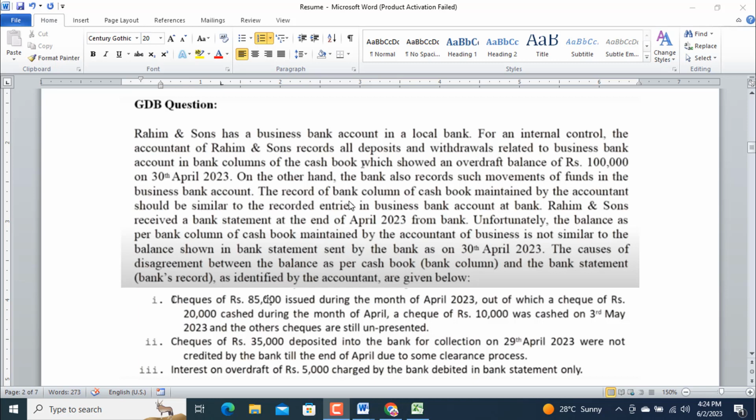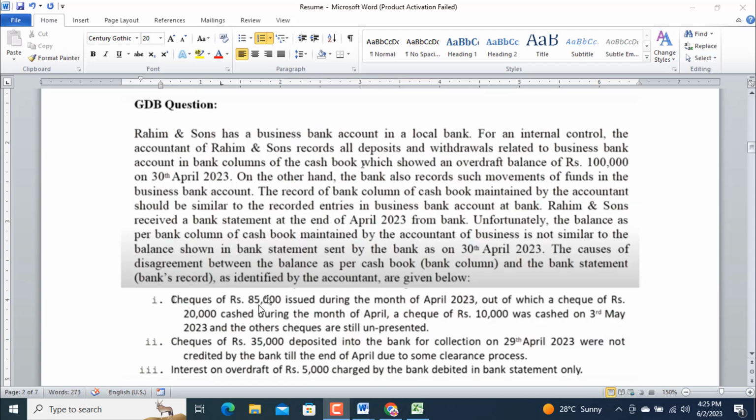The record of bank column of cash book maintained by the accountant should be similar to the recorded entries in the business bank account at the bank. Rahim and Sons received a bank statement at the end of April 2023 from the bank. Unfortunately, the balance as per bank column of cash book maintained by the accountant of the business is not similar to the balance shown in the bank statement sent by the bank as on 30th April 2023. The causes of disagreement between the balance as per the cash book bank column and the bank statement bank record as identified by the accountant are given below.